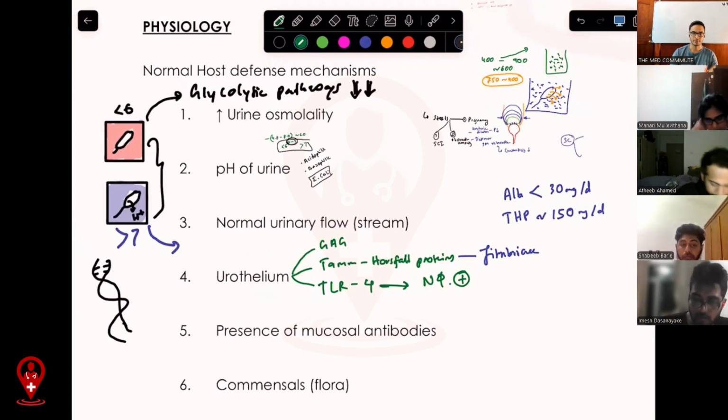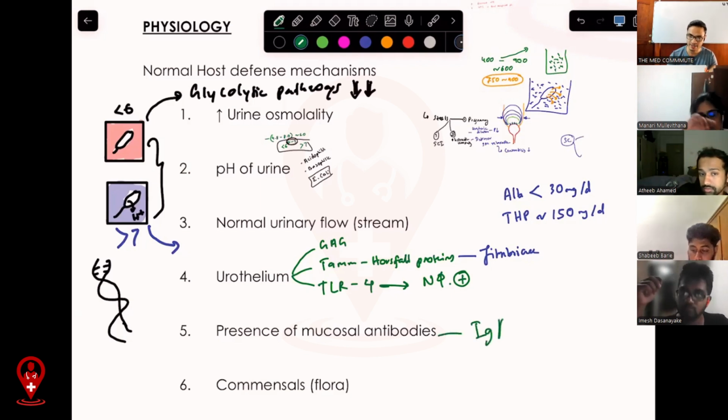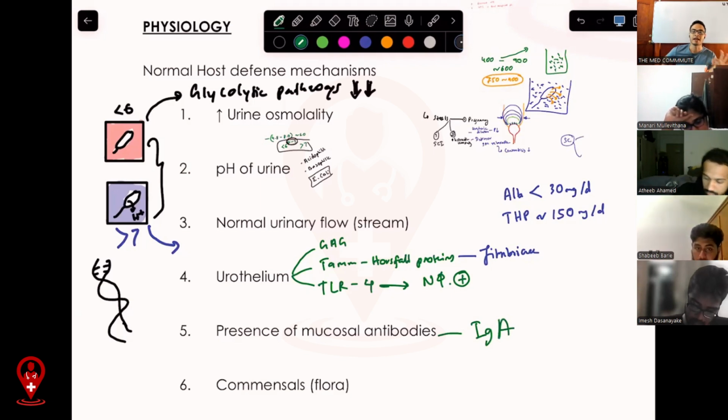Okay, then we'll come to the next one: presence of mucosal antibodies. What is this, guys? Here, you all know in our mucosa, what type of antibodies are present? Now you all know we have IgE, IgA, IgG. What type of antibodies are present in our mucosal areas? IgA. Excellent. Here, guys, IgA is present in our urinary epithelium as well, in the mucosal regions. Here, they can activate immune cells and they play a role in complement pathway activation.